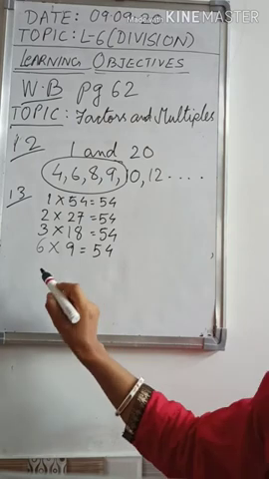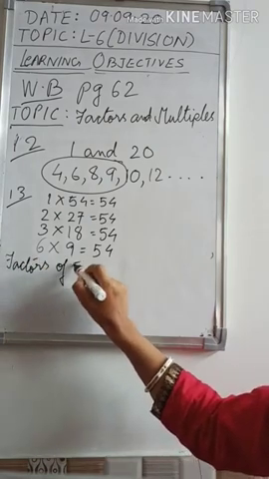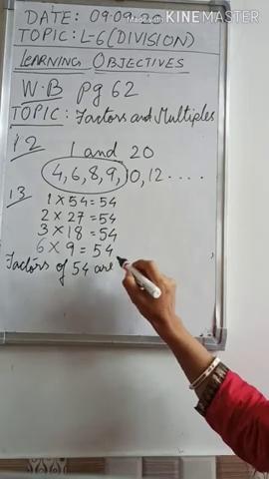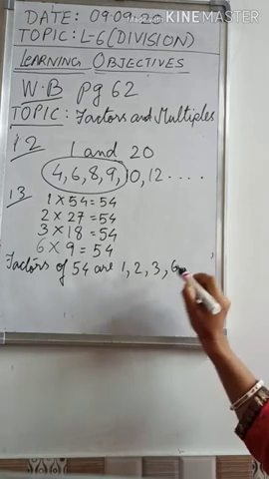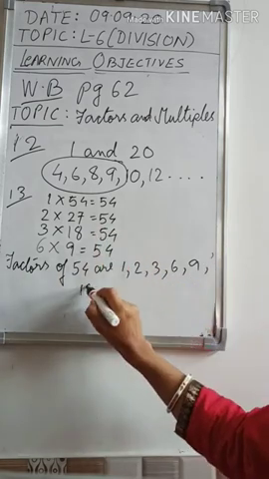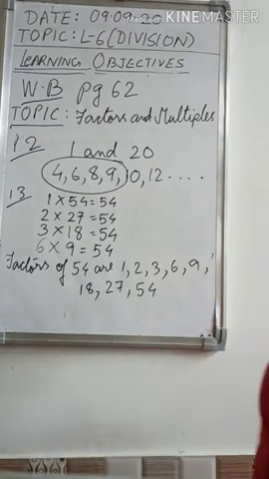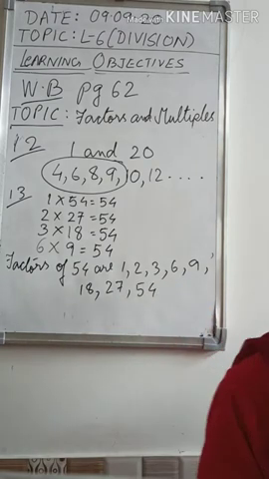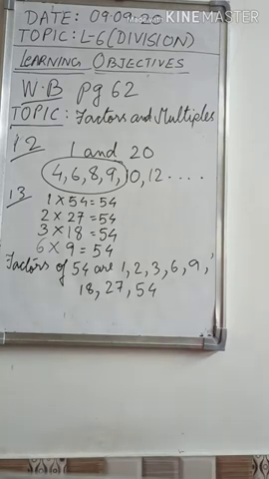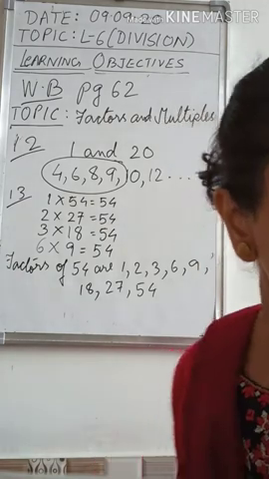So what are the factors you got? Factors of 54 are, just write the factors: 1, 2, 3, 6, 9, 18, 27, 54. So these are the factors of 54 using multiplication. I hope you have noted it down. So last I am going to do number 14, then I will end the class.